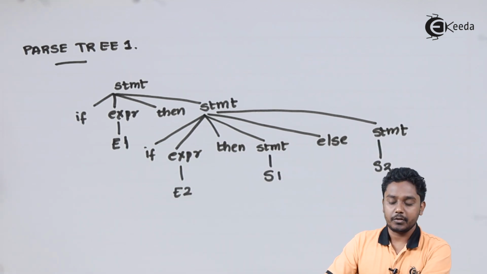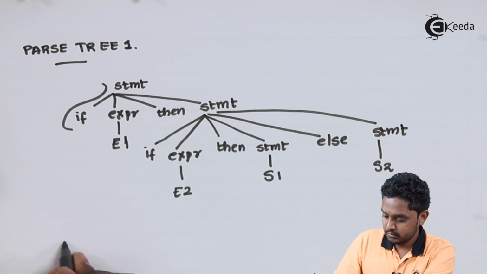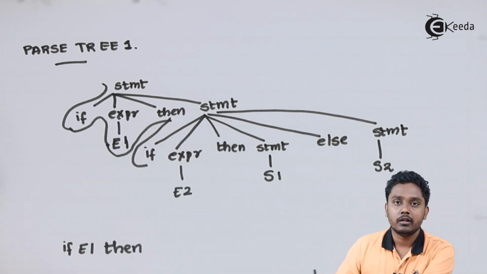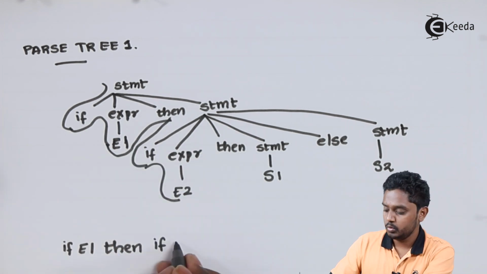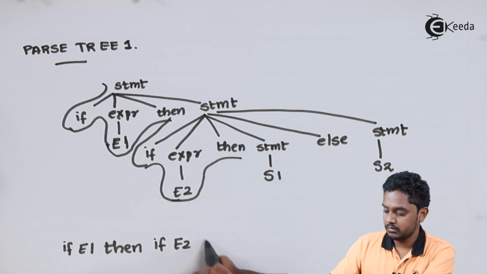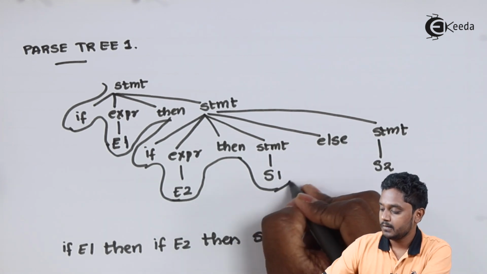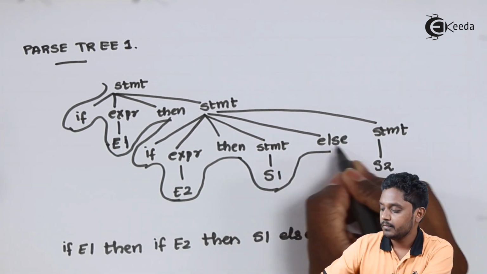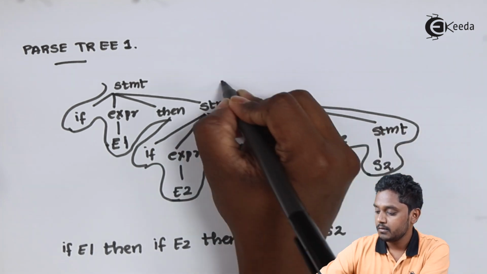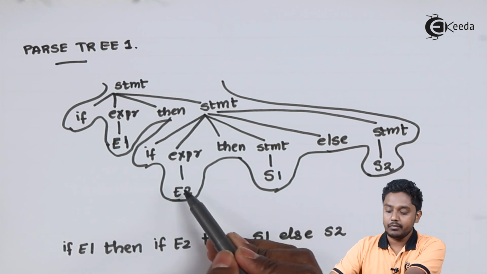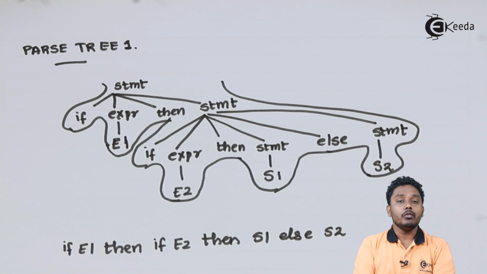What is the yield of this parse tree? Expression 1, expression 2, then S1, else S2. In this tree you can see that the else statement is attached with the second if. Now let us try to draw one more parse tree in which the else would be attached with the first if and try to prove that this particular grammar is ambiguous.